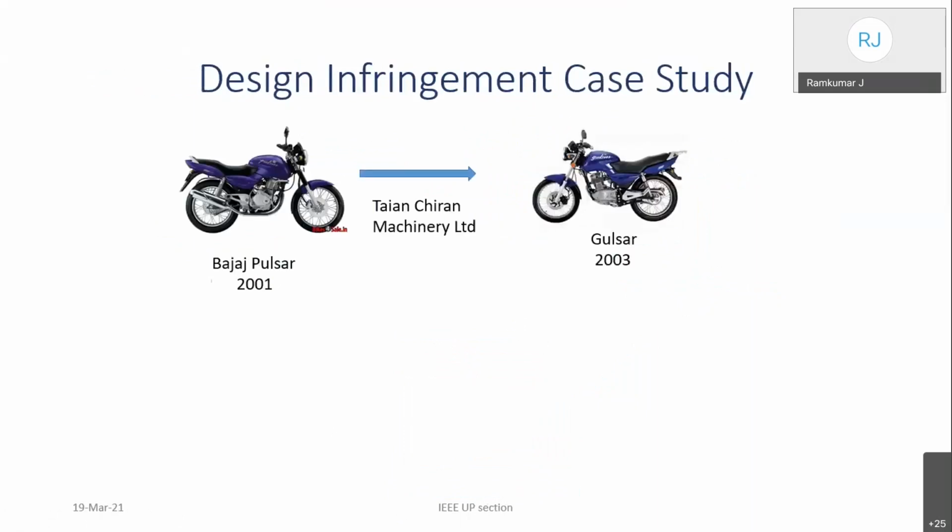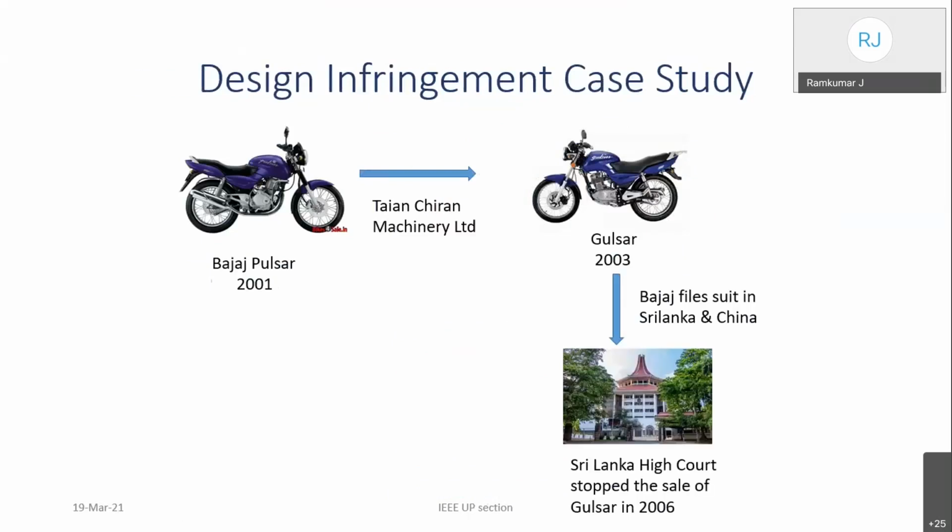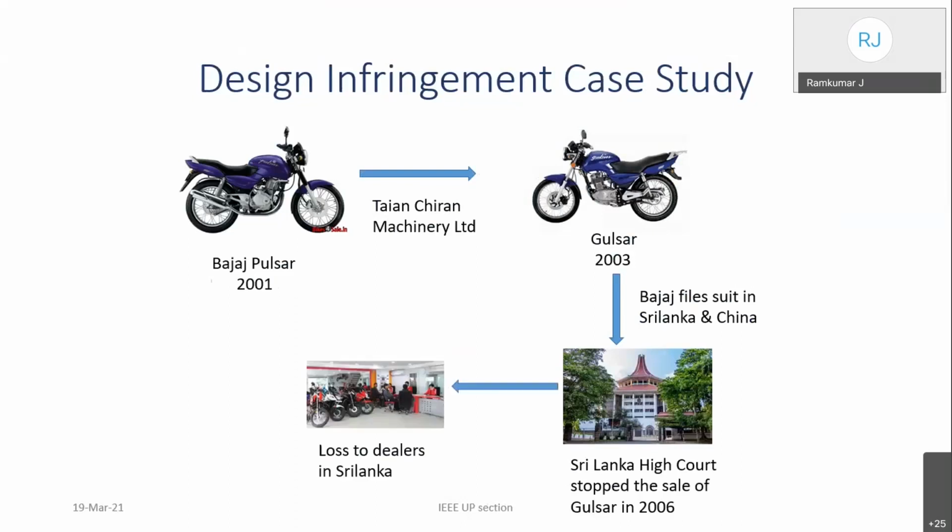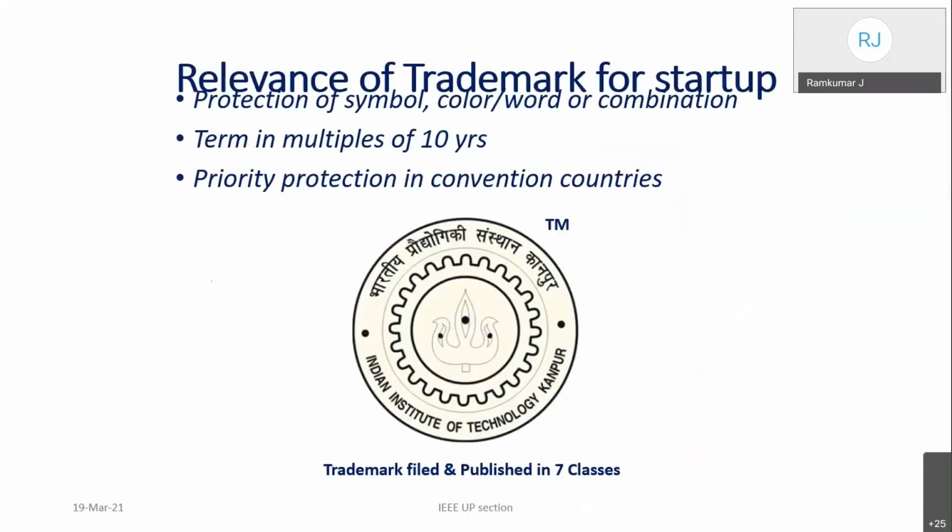Next we will see infringement of a patent. The Bajaj Pulsar was developed in India in 2001. A Taiwanese company made the same product as the Pulsar, called Gulsar, in 2003, and it was sold in the market in Sri Lanka and China. Then Bajaj filed a case in the Sri Lankan High Court, and the sales of Gulsar were stopped in 2006. So this is what it is.